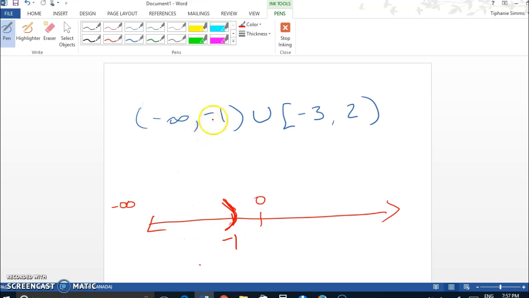Okay, so negative 2 is part of this, negative 3, negative 4, negative 5, and so on, all the way to negative infinity, but negative 1 is not part of this answer. That's what that bracket means.